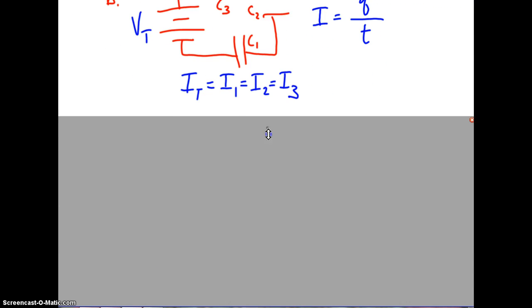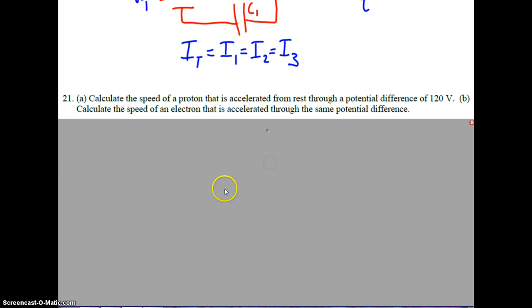Lastly, number 21. A: Calculate the speed of a proton that is accelerated from rest through a potential difference of 120 volts. And B: calculate the speed of an electron that is accelerated through that same potential difference. Really neat question because we start to really get into some AP level questions here, applying previous knowledge with electrostatics concepts.